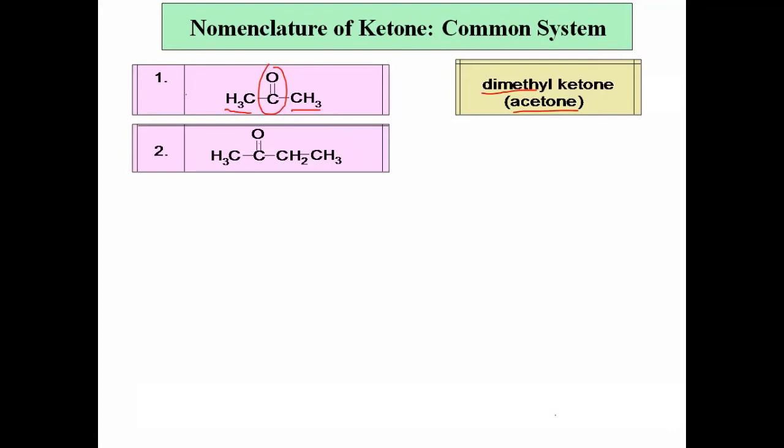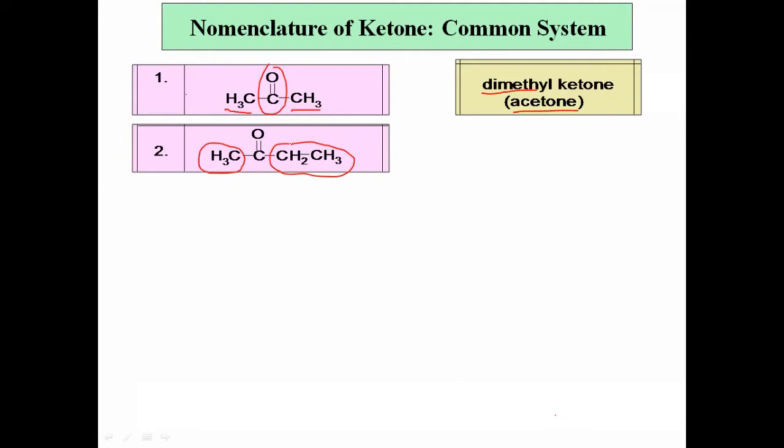CH3, C double bond O, CH2, CH3. Which alkyl groups are attached to the carbonyl carbon? Here the first alkyl group is the methyl, CH3. The second alkyl group is CH2 CH3, meaning ethyl. We just write the name of that alkyl group followed by the word ketone.